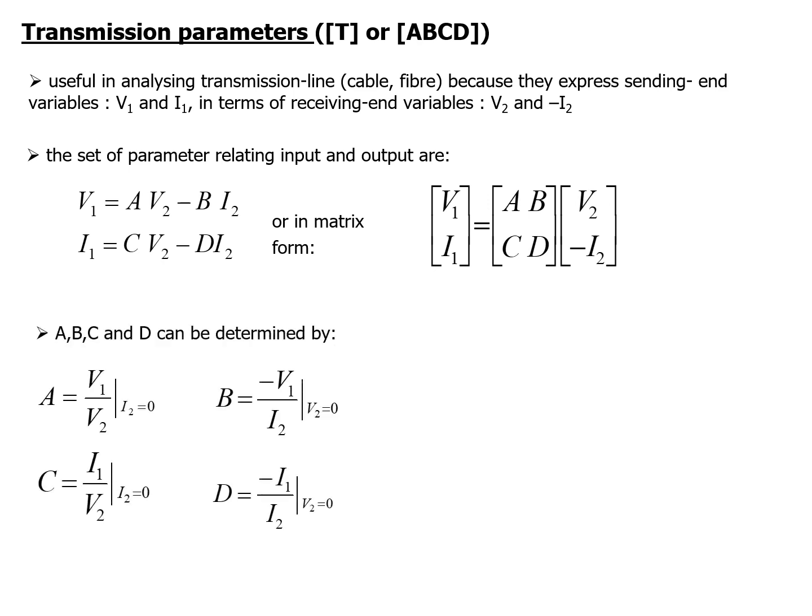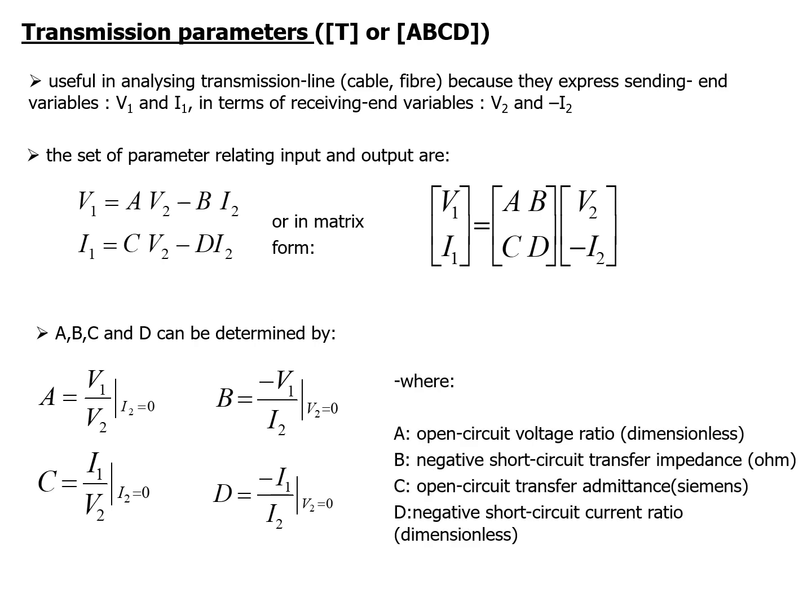And ABCD can be determined by A equals V1 over V2 with I2 equals 0, B equals minus V1 over I2 with V2 equals 0, C equals I1 over V2 with I2 equals 0, and D equals minus I1 over I2 with V2 equals 0.